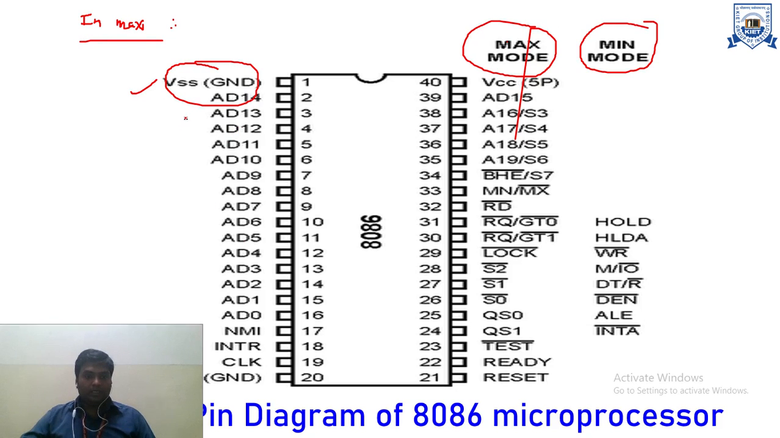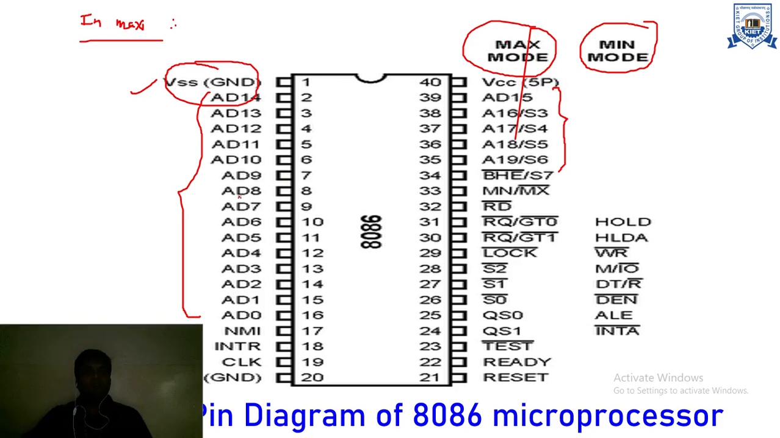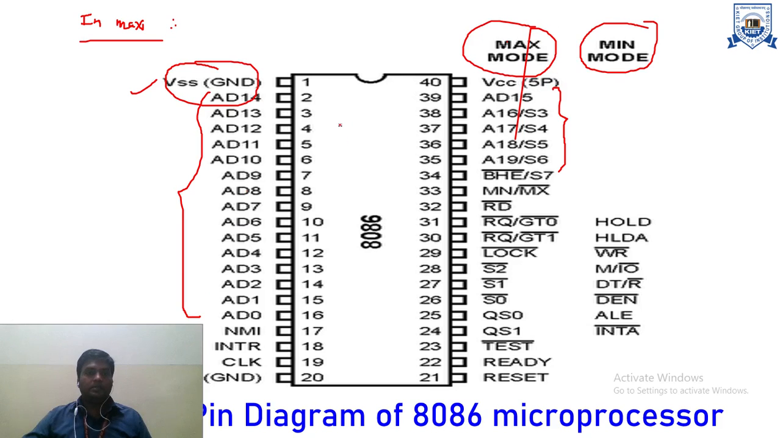Here we have a total of 20 address lines: AD0 to AD14, and then AD15 to A19. So we have 20 pins for address as well as for data information. Out of these 20 lines, the 16 lines AD0 to AD15 are address lines which are multiplexed with the data.